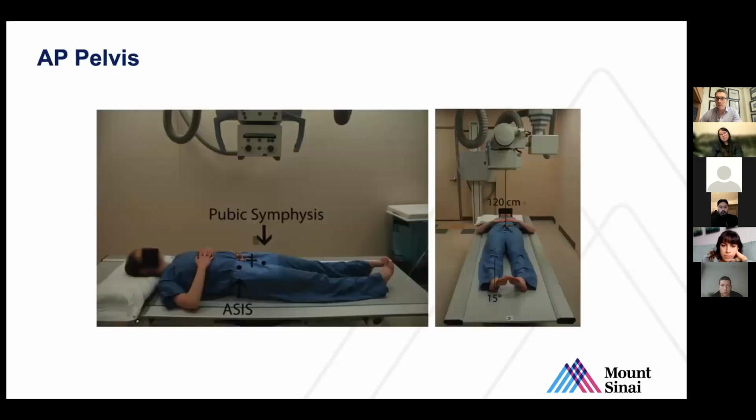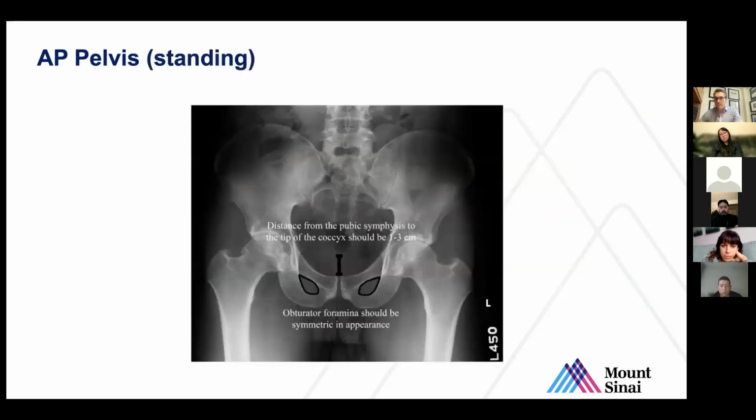AP pelvis. We don't get them supine, I get them standing, but this is how you would get an AP pelvis. And you get a 15-degree internal rotation to address the version, because you want to get the long axis of the neck of the femur. So you get a 15-degree internal rotation. Perfect AP, and this is important, right? Because you're looking at all of these different things on your anatomy and your angles here.